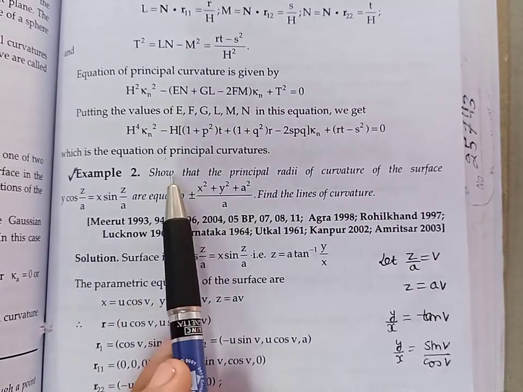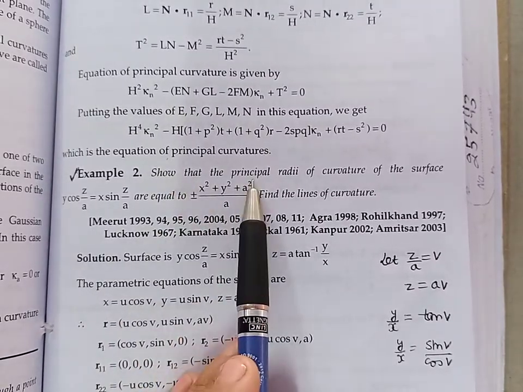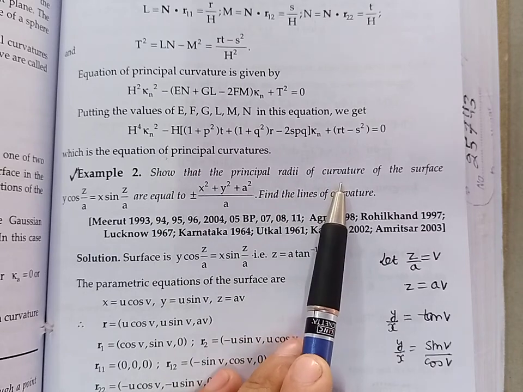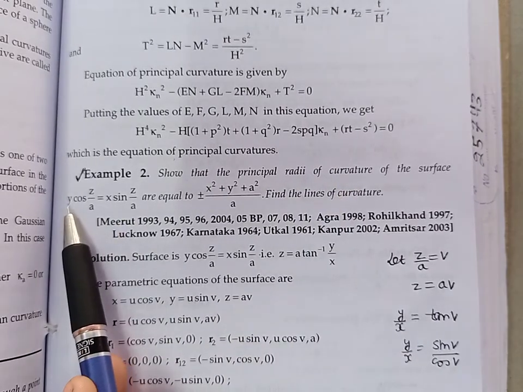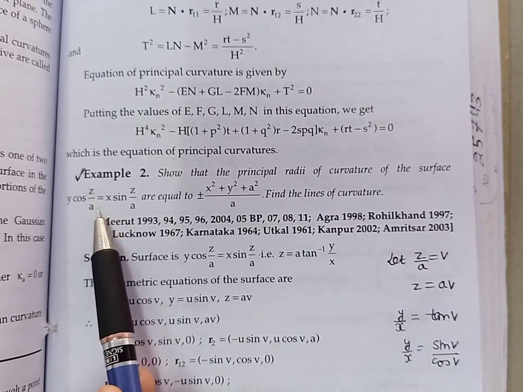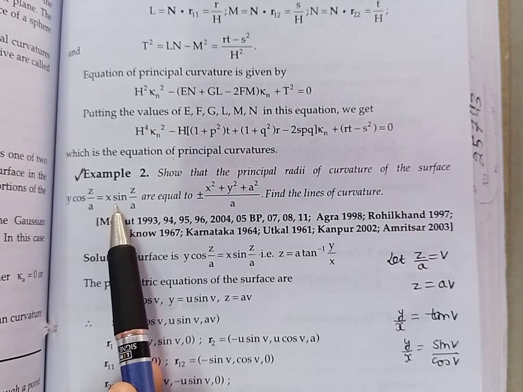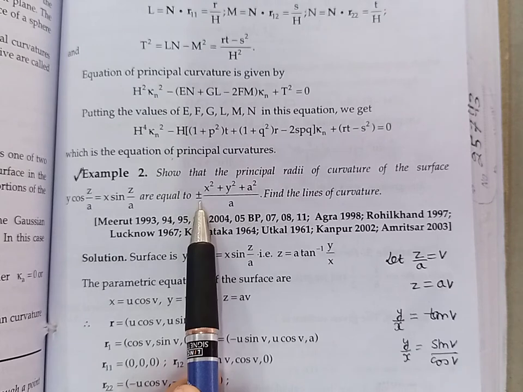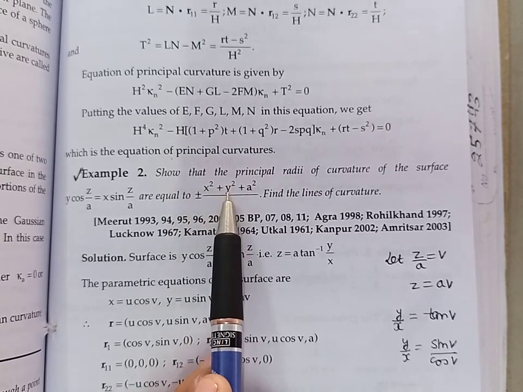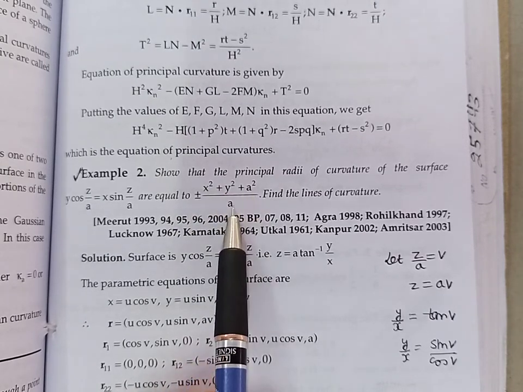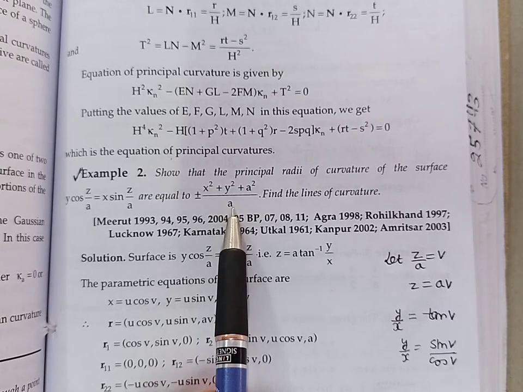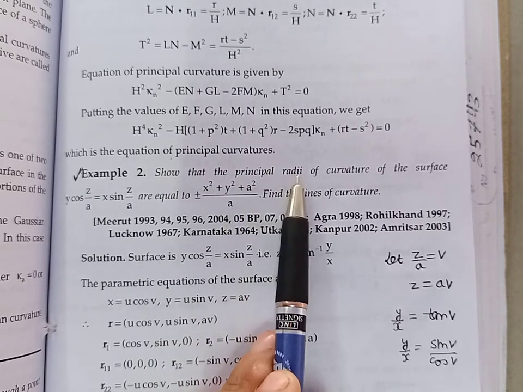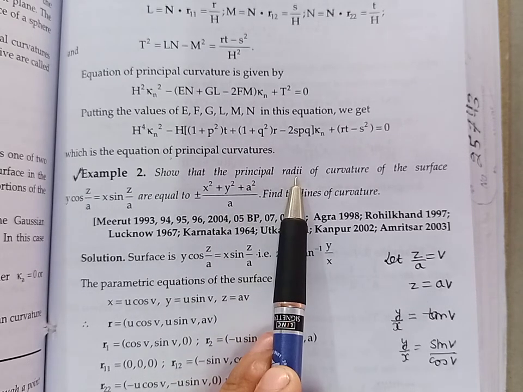Now the next example is, show that the principal radii of curvature for the surface y into cos z by a is equal to x into sin z by a are equal to plus minus x square plus y square plus a square divided by a. We have to find the principal radii, which are the reciprocals of kappa.